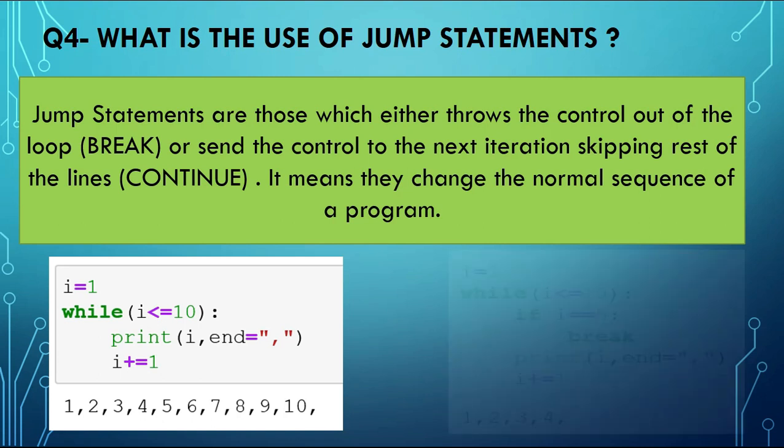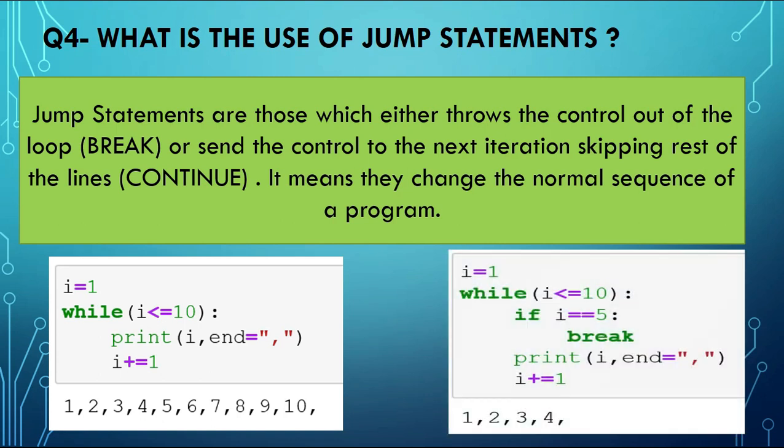But if we use the break statement, i equal to 1, while i less than equal to 10, if i double equal to 5, meaning if the value of i becomes equal to 5, then break. So after printing 1 2 3 4, the moment the value of i becomes equal to 5, it will break the execution of the loop, the control will come out of the loop, and the program will stop there only, and it will not print the rest of the numbers.